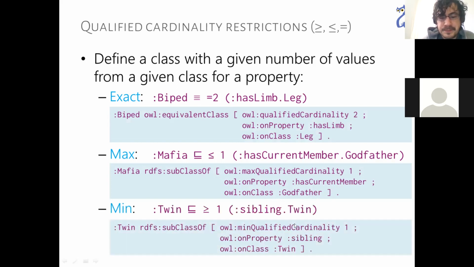And for min, we say that a twin has at least one sibling that is an instance of twin. So in this case, we have twin subclass of min qualified cardinality 1 on property sibling on class twin. This tells us that if you're a twin, then not only do you have a sibling, but at least one of your siblings is also a twin.